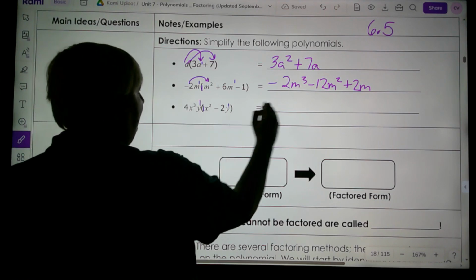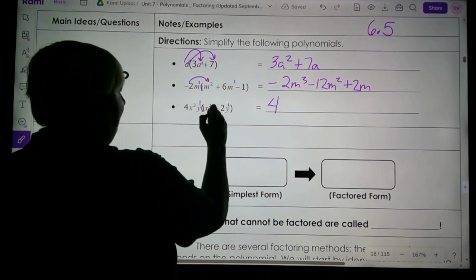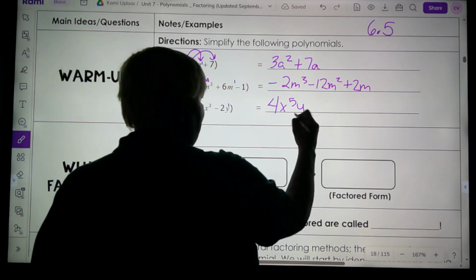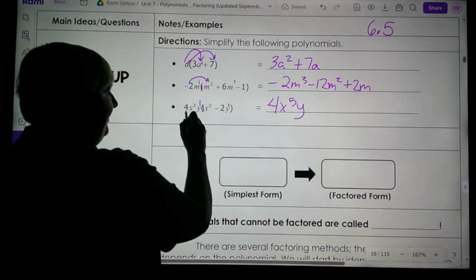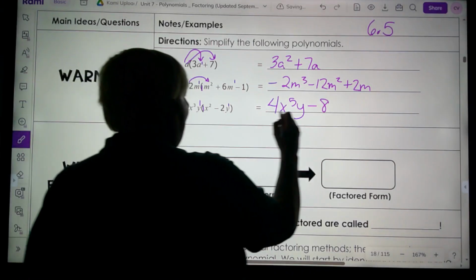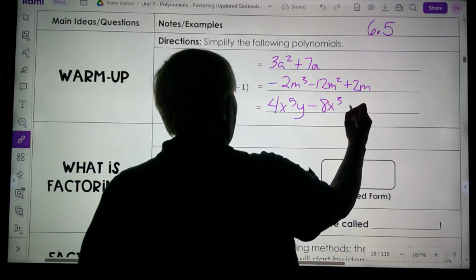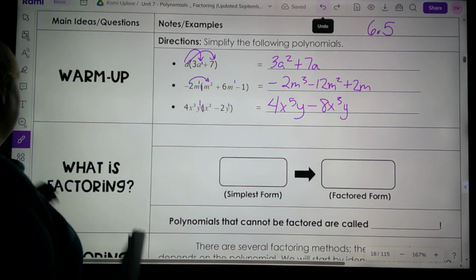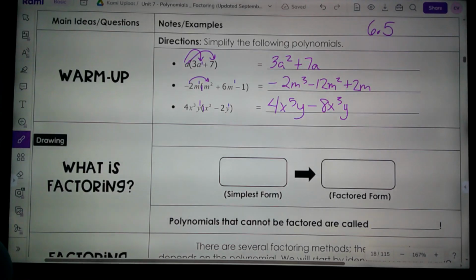Alright, 4 x to the 5th. Y, because there's no other thing to multiply it by. Negative 8. Nothing to multiply the x by, nothing to multiply the y by. Oh, don't even need the one. I like to put the invisible ones, but they're not necessary.